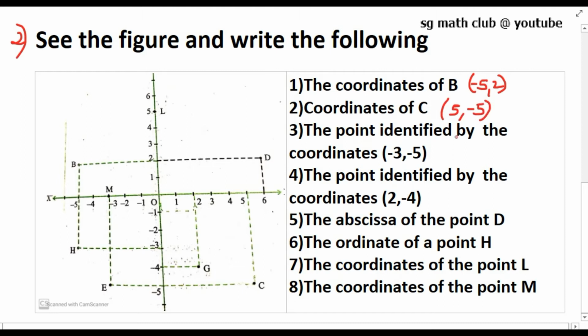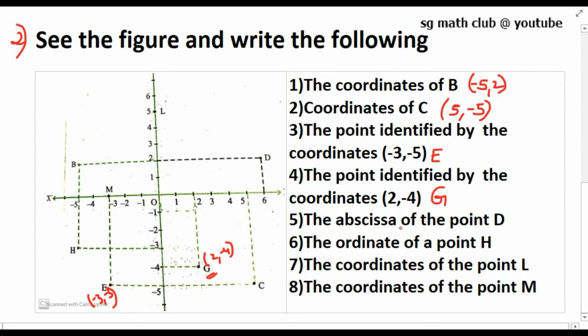Next one. The point identified by the coordinates (-3, -5). Here you should write the alphabet. First I'll find out -3, then -5. So this is (-3, -5). Which is the point identified by (-3, -5)? It is E. So I'll write E. Next, the point identified by the coordinates (2, -4). So here it is (2, -4). The point is denoted as G.